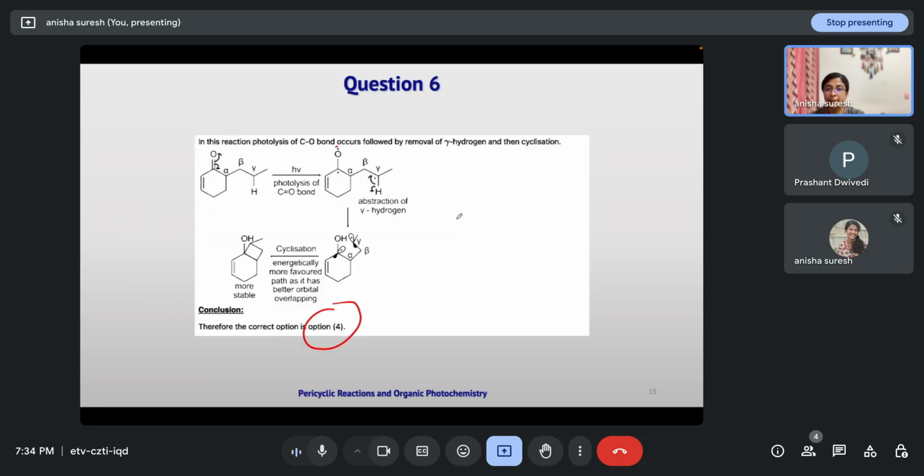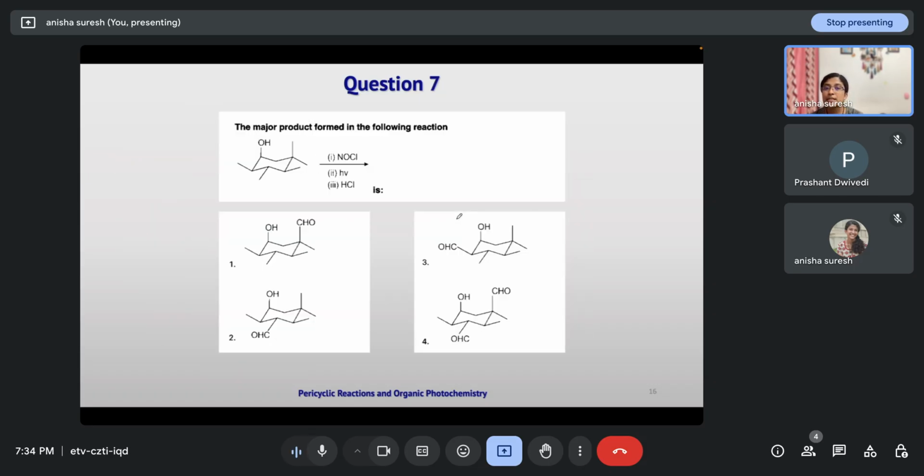Now moving to question number 7. The major product formed in the following reaction is... So here, this is the compound. It is treated with NOCl in the first condition, followed by photochemical reaction and then treatment with HCl. So which reaction is taking place in these conditions? We have already discussed this reaction in today's tutorial. So which reaction is taking place here?